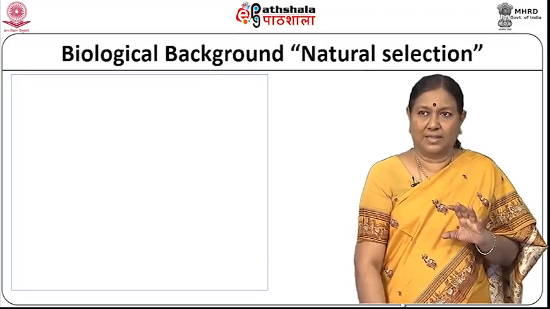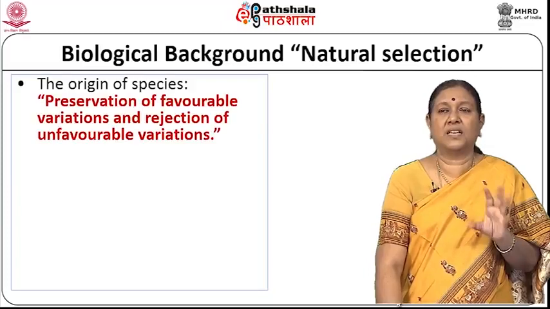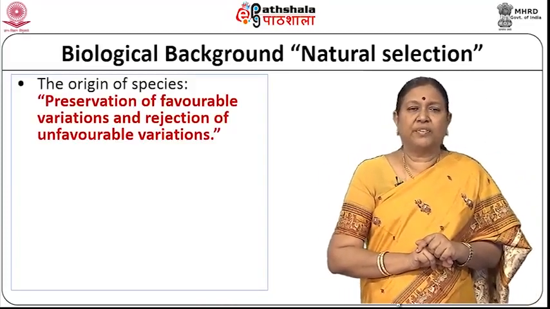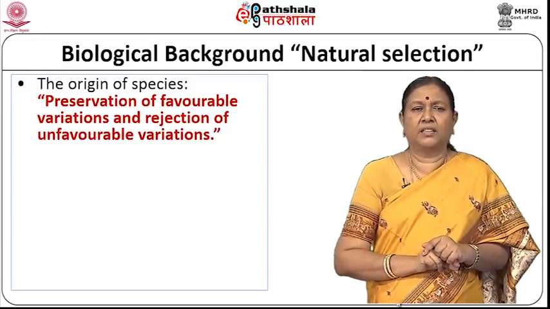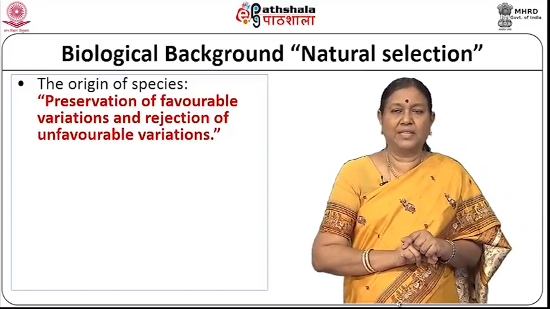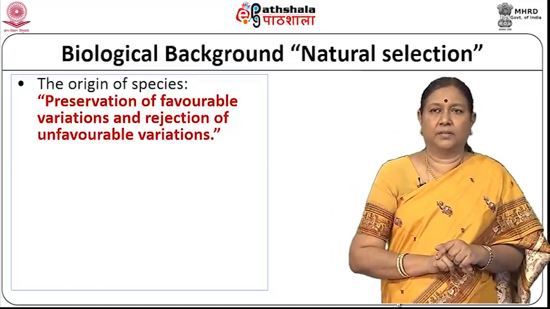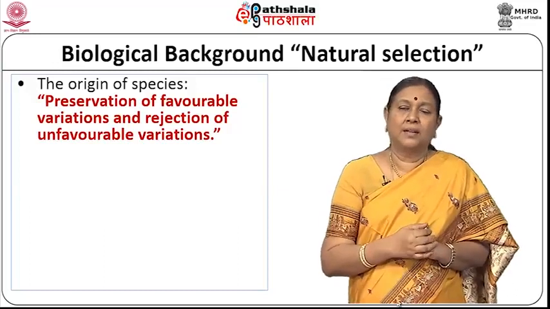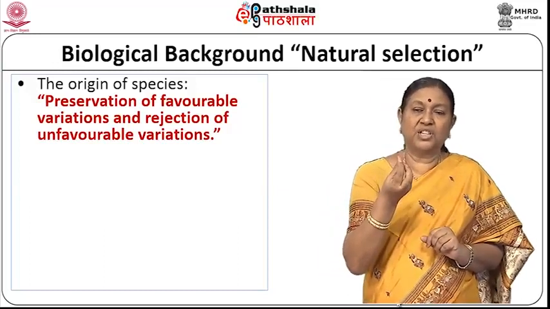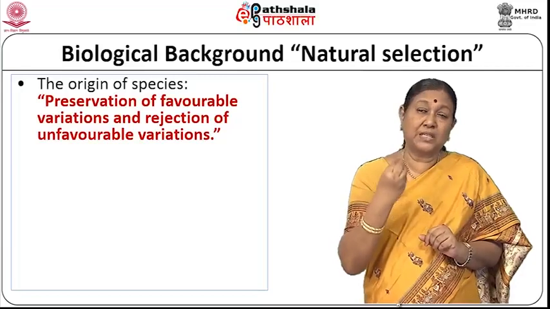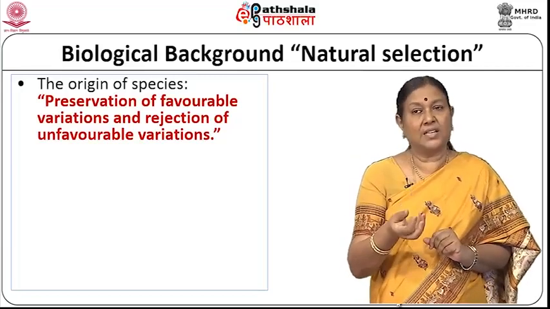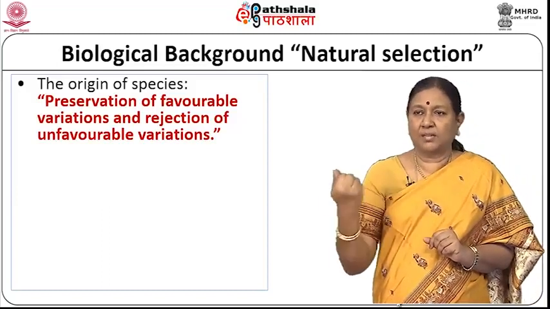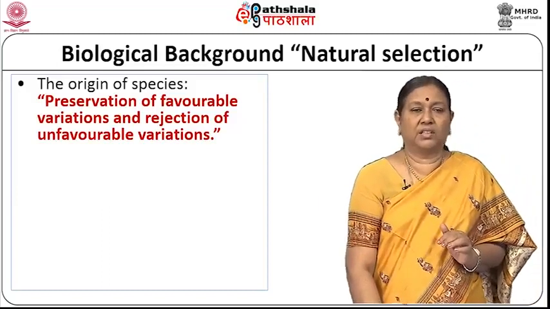Now, let us look at natural selection. That is how parents are selected. The origin of species is the preservation of favorable variations and rejection of unfavorable variations. So, basically when evolution of species takes place, the basic condition is that it will try to preserve the favorable variations and try to reject the unfavorable variations, so that they are stronger as we go down the generations.